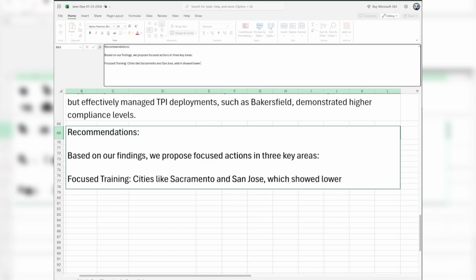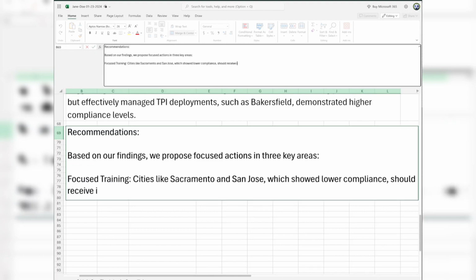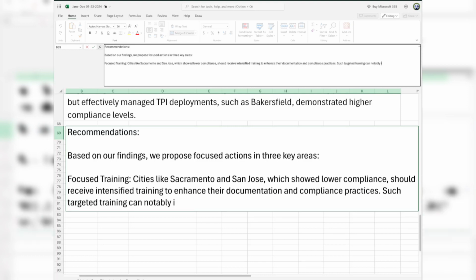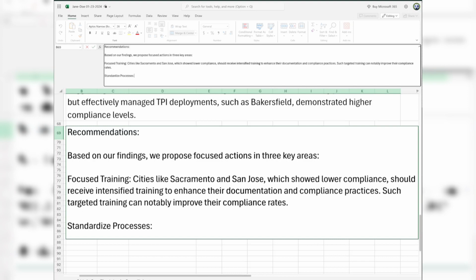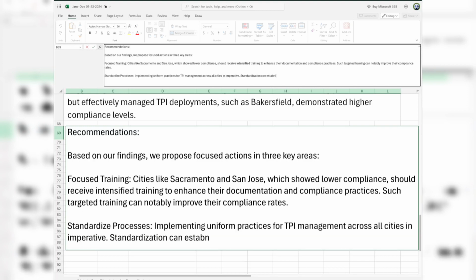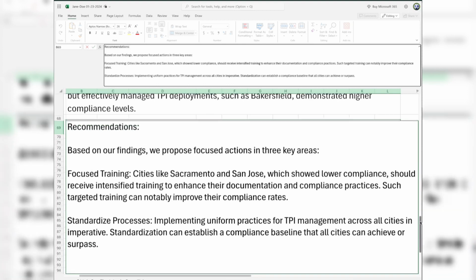Recommendations. Based on our findings, we propose focused actions in 3 key areas. Focused training. Cities like Sacramento and San Jose, which showed lower compliance, should receive intensified training to enhance their documentation and compliance practices. Such targeted training can notably improve their compliance rates.